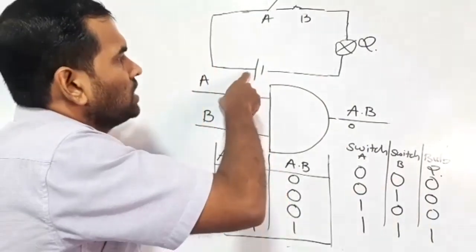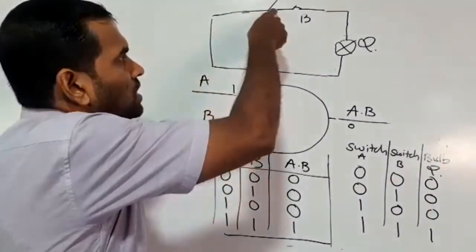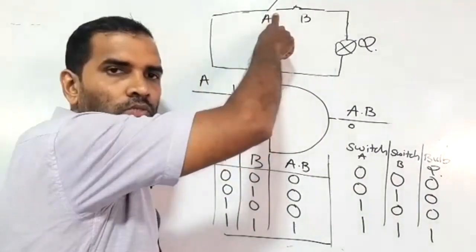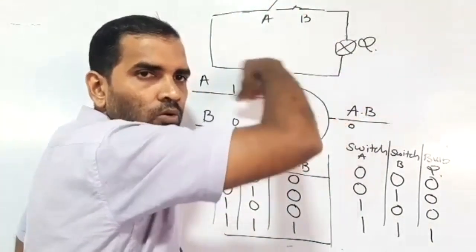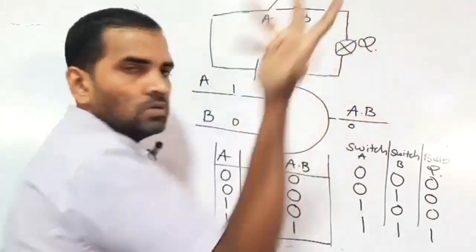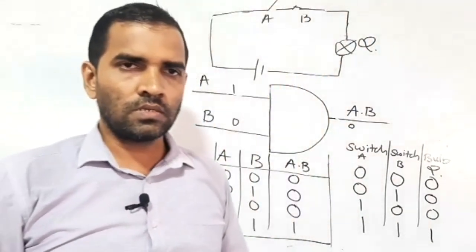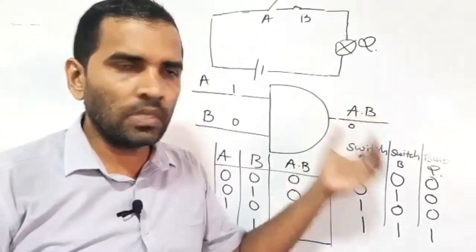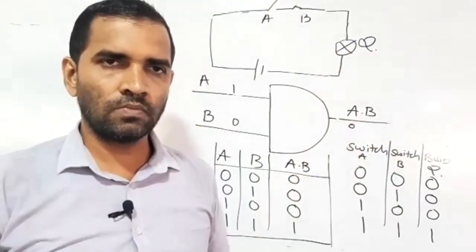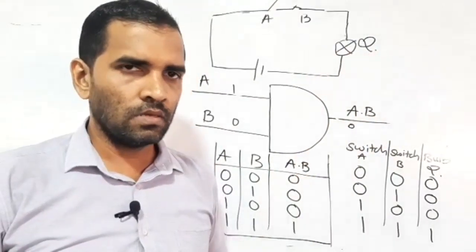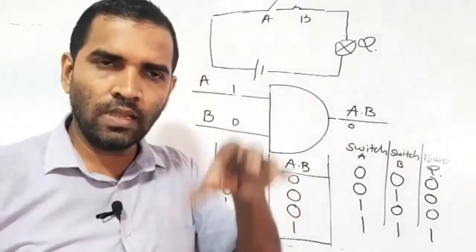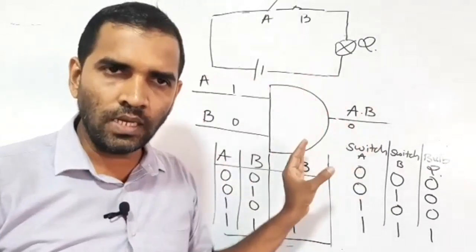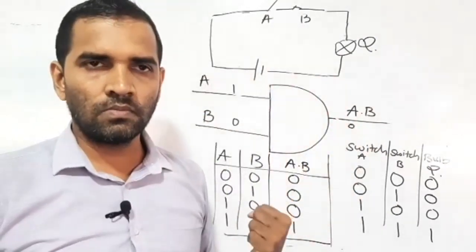I can tell you that electricity is there, but switch A is off. Since switch A is off, electricity cannot go beyond that mark. So the circuit is not completed, and since the circuit is not completed, the bulb doesn't work. So in order to understand the logic of the AND gate, we construct this circuit.